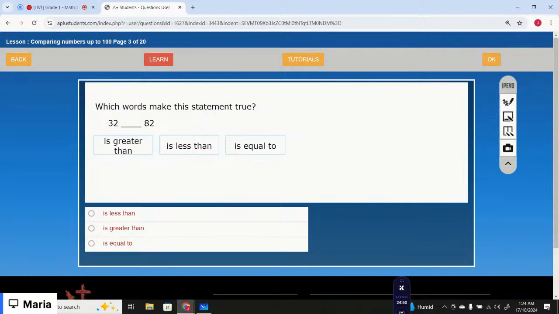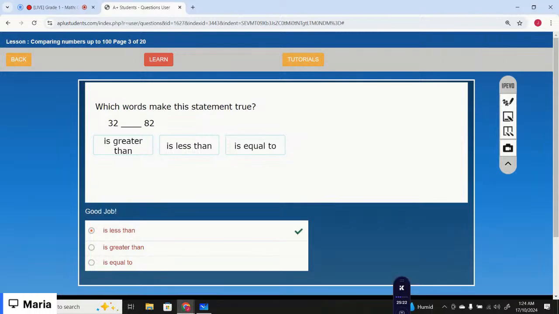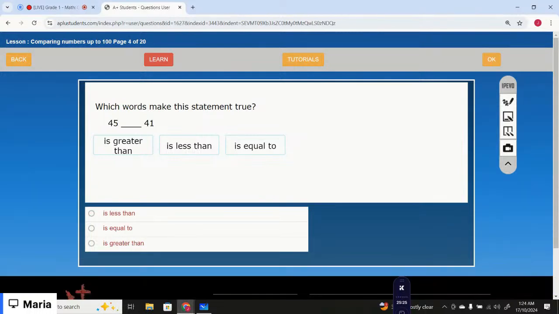Which words make the statement true? 32 and 82. So which is the correct option? When counting, 32 comes before 82, right? So 32 is less than 82. The correct option is less than.